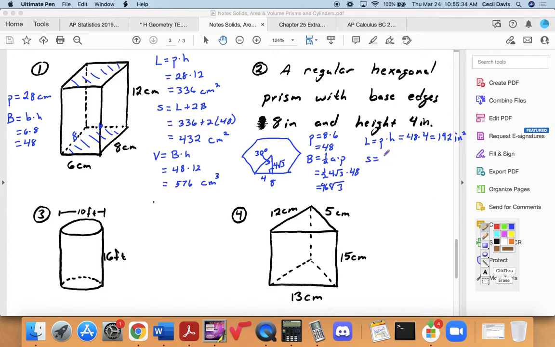The surface area is the lateral area plus. With a prism or a cylinder, we've got two bases. So that's going to be 192 plus 2 times 96 square roots of 3.